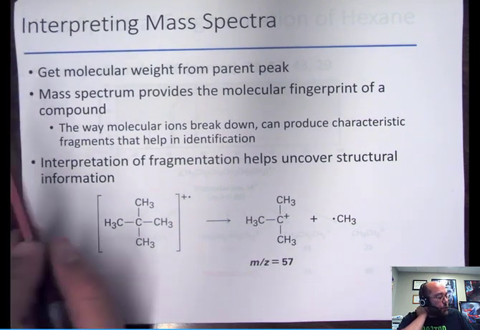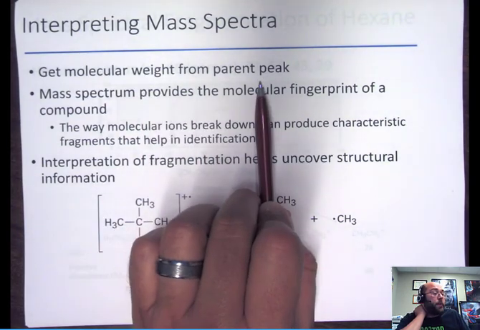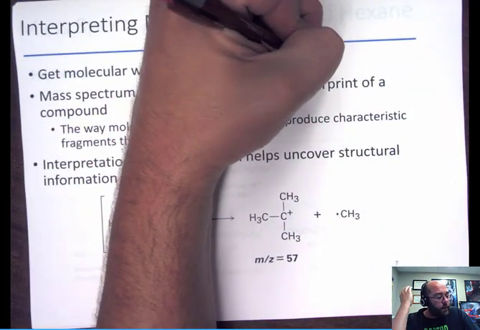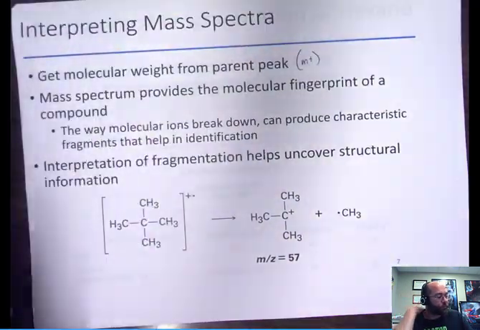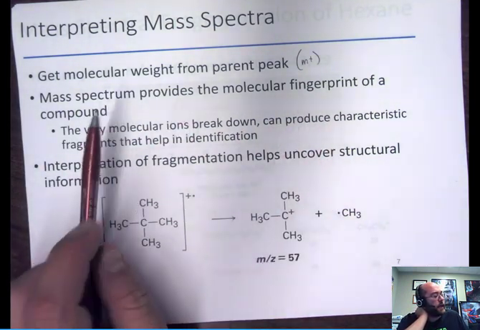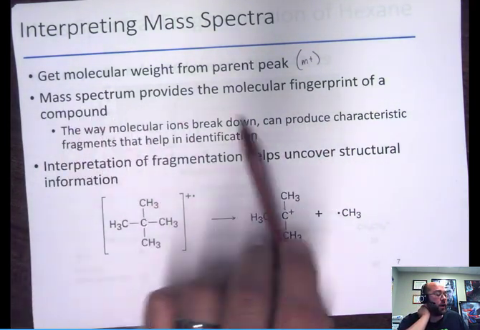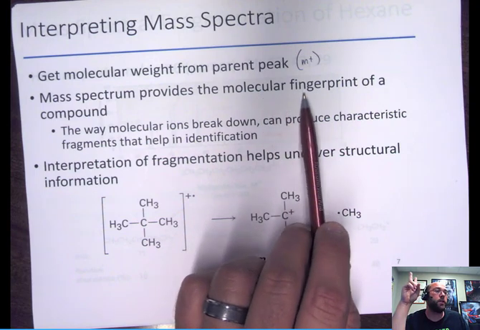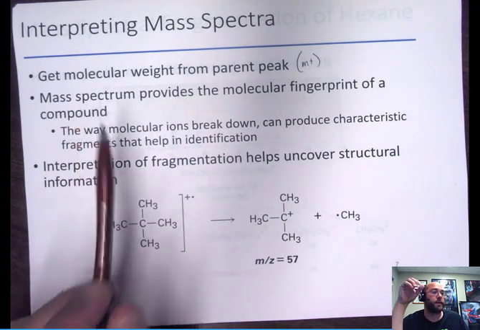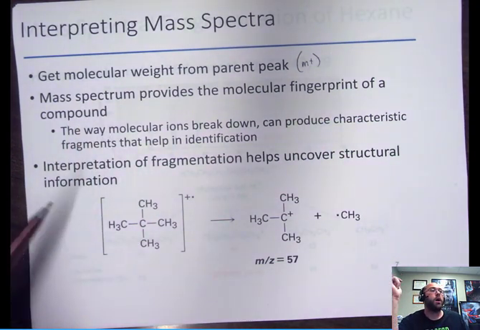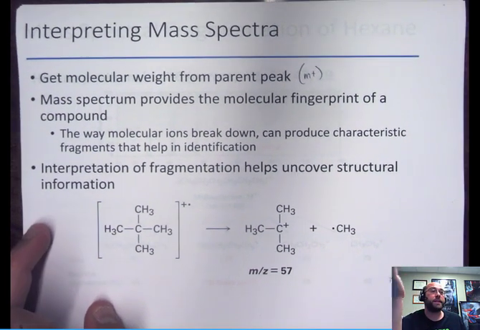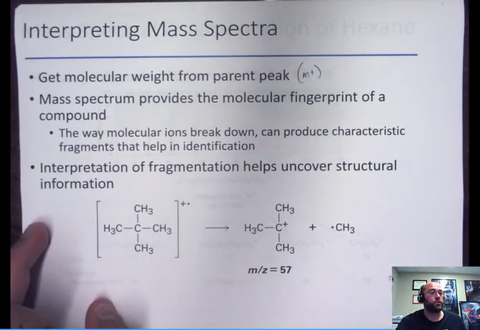As you saw me do previously, we got the molecular weight from the parent peak, the M plus peak. And really what we see happening is that every compound has its own molecular fingerprint in terms of its mass spectrum, like how it breaks apart, and we see a lot of predictability in how certain structures will break apart.